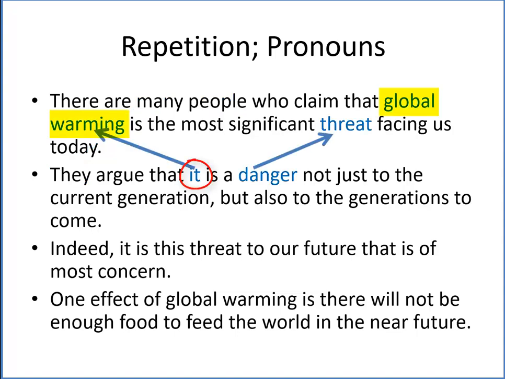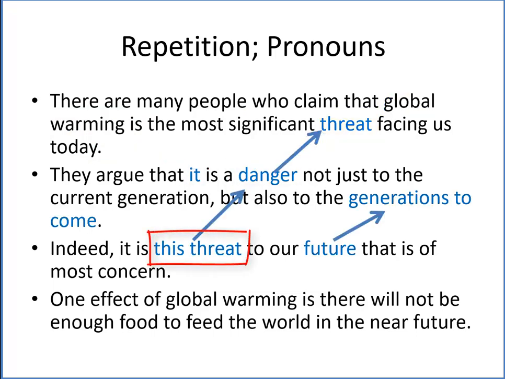It refers to global warming. Danger is a synonym of threat. This threat uses a pronoun, this, as well as a synonym to danger and a direct repetition of the word threat. And in that way, it links the thought in the third sentence to what was said in the first two sentences. Additionally, future is a synonym for generations to come, linking sentences 2 and 3.